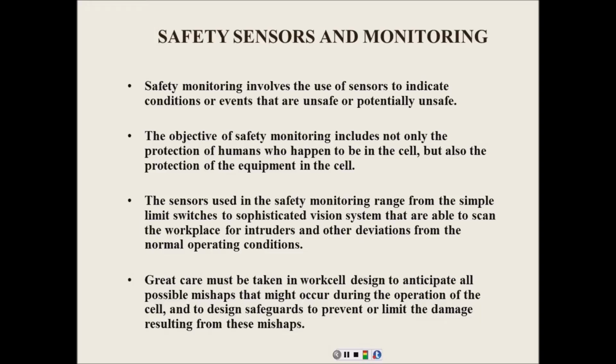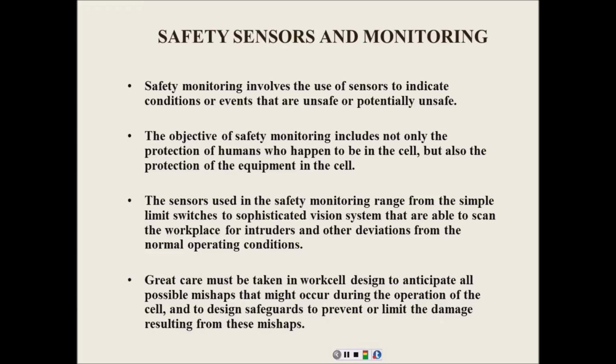They range from simple limit switches to sophisticated vision systems that are able to scan the workplace for intruders and other deviations. I'll try to find a video where I think ABB has put out a package called SafeMove. What it does is it allows the robot to operate in an open area, so you don't have to fence it in.